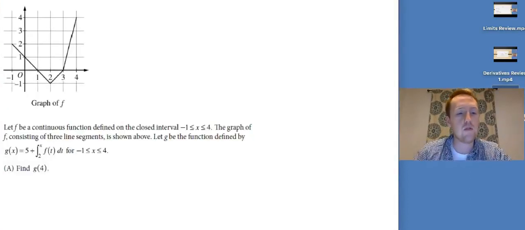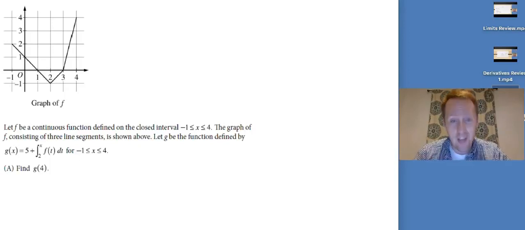Let f be a continuous function defined on the closed interval from -1 to 4. The graph of f, consisting of 3 line segments, is shown above. Let g be the function defined by g of x equals 5 plus the integral from 2 to x of f of t dt. We want to find g of 4.